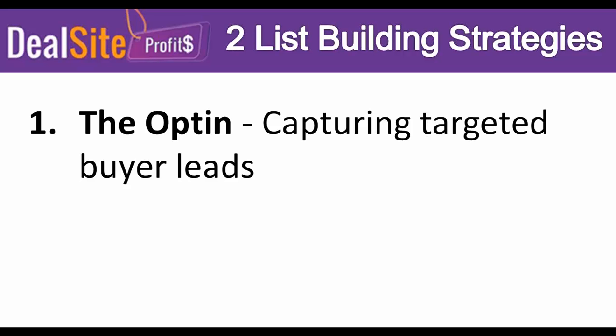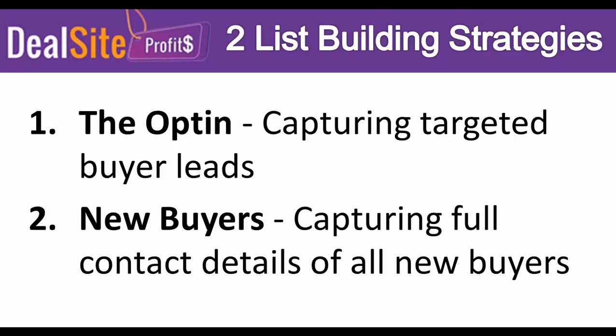Because remember, we're always thinking as marketers. So what we did is that we thought of two ways to capture all of this traffic that is now coming to the site. The first is the opt-in. The opt-in is when we're capturing targeted buyer leads. You all know how important that opt-in is, especially those internet marketers on this call. So the first one is capturing the opt-ins, and the second one is capturing the new buyers, capturing all the contact details of the buyers.